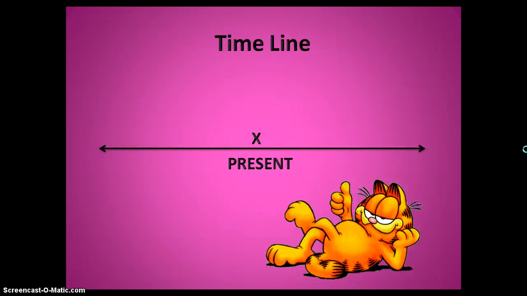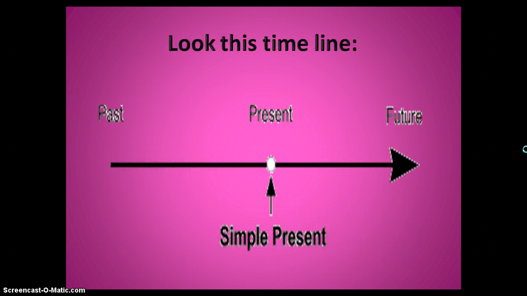Then you have the timeline. The timeline explains fully the position of the present in the middle. The present time is always going to be in the middle of the timeline. Here you have another timeline that explains better the position of the present. In the middle, then you have the past behind and the future that is going to come, right?